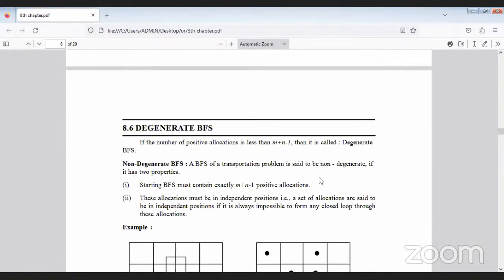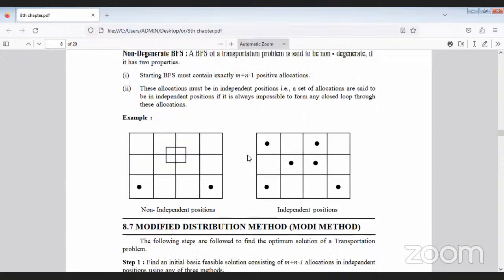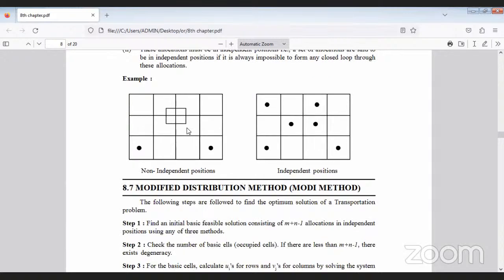Degenerate BFS: if the number of positive allocations is less than m plus n minus 1, then it is called degenerate BFS. Non-degenerate BFS means you can write m plus n minus 1. A BFS of a transportation problem is said to be non-degenerate if it has two properties. The starting BFS contains exactly m plus n minus 1 positive allocations. These allocations must be in independent positions. For example, in the table, allocations in one box are independent positions and others are non-independent positions.